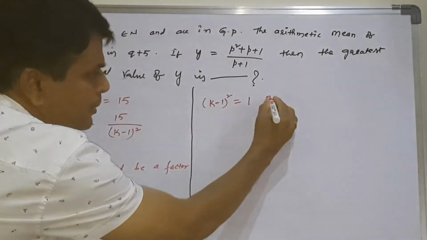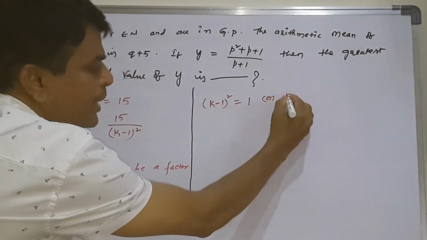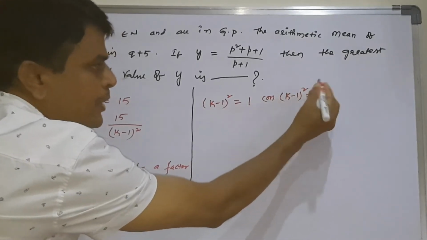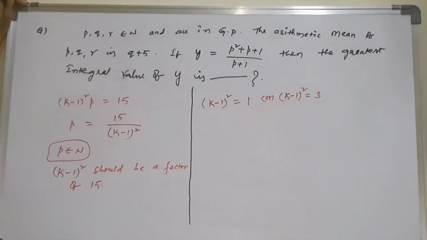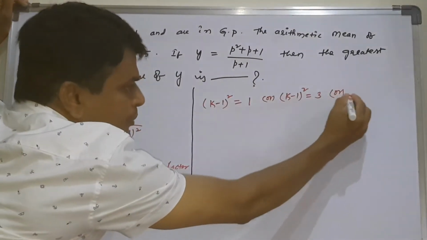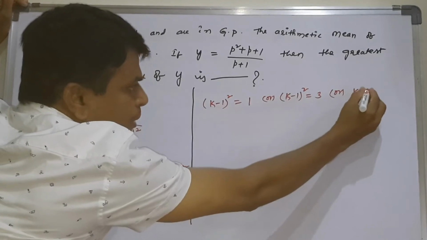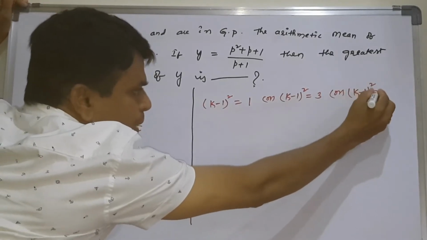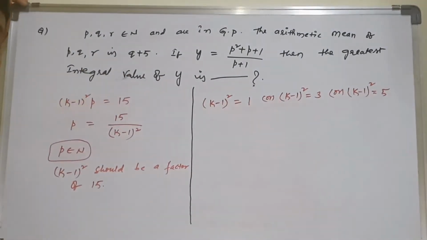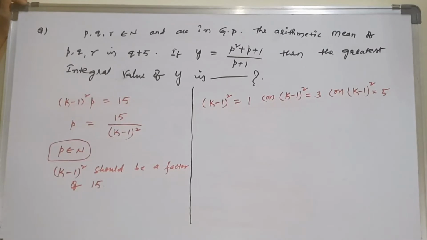Now you will get a doubt. Can I take (k minus 1) whole square as 3? Yes, absolutely. Or can I take (k minus 1) whole square as 5? You will get a doubt. Yes, you can also take. But you have to keep always in your mind that k is a positive integer.